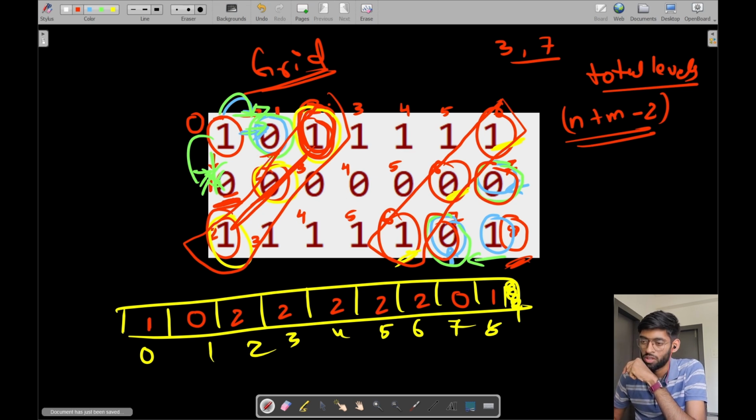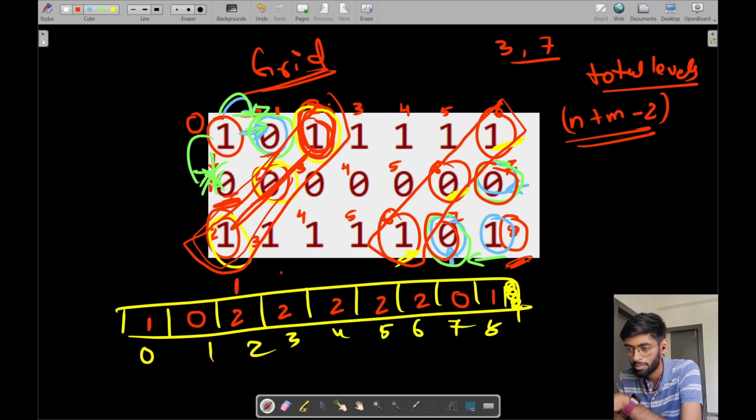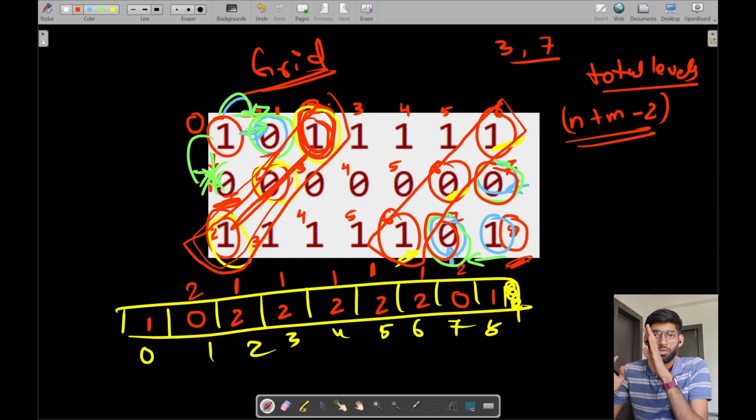Here two ones are there, and on level 2, 1, 0 is there. On level 3, similarly 1, 0 is there. Level 4, 1, 0 is there. Level 5, 1, 0 is there. Level 6, 1, 0 is there. Level 7, 2 zeros are there. And on level 1, 2 zeros are there. Okay. So we should make sure that all the elements are equal.